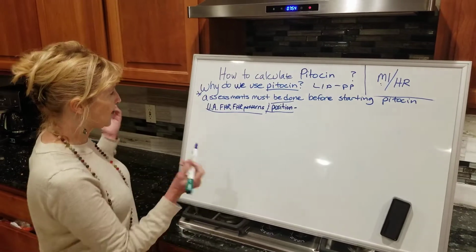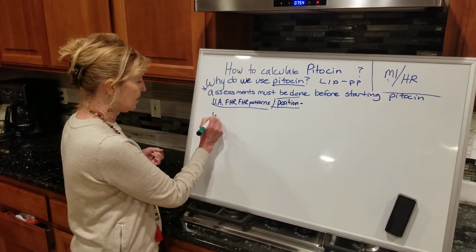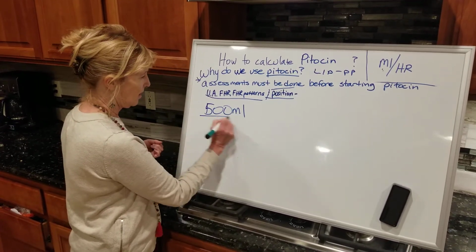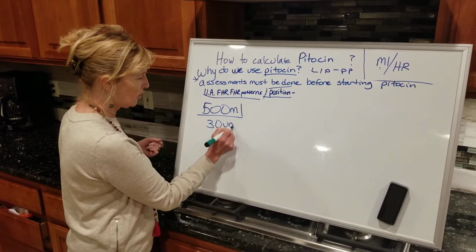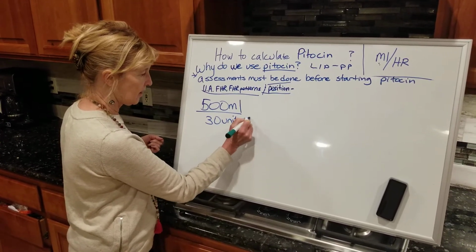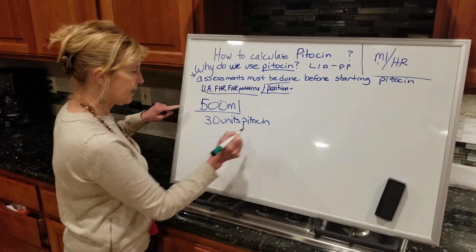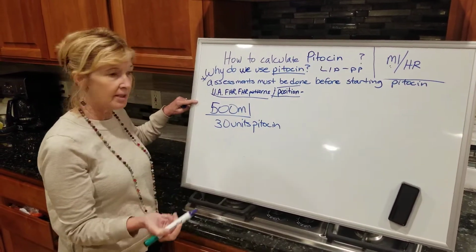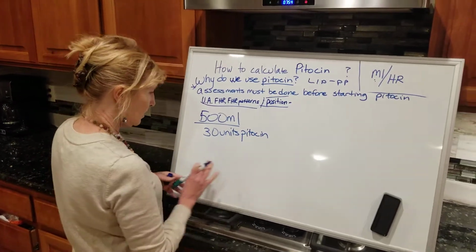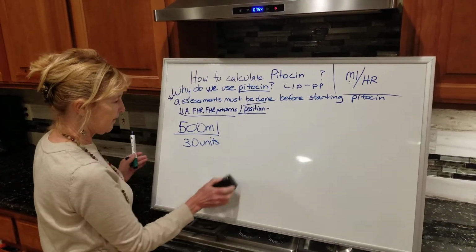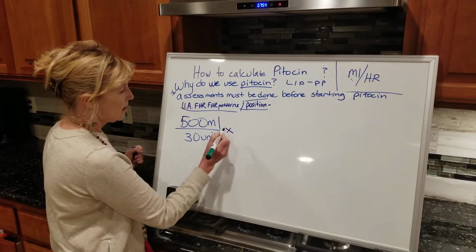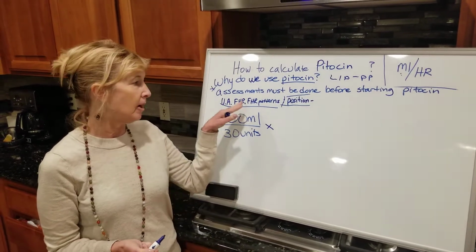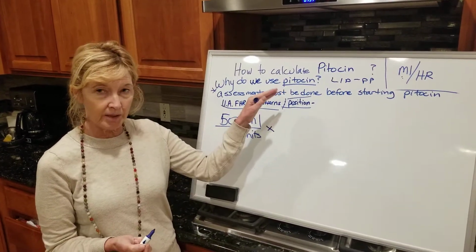So our concentration at St. Jude's is 500 milliliters in 30 units of Pitocin. I set my problem up like that because I want to get to milliliters per hour because I have to put this on a pump. So I'm going to erase this Pitocin so I have enough space. So we're usually going to start at 1 milliunit per minute to see how the mom and the baby are handling the addition of Pitocin.